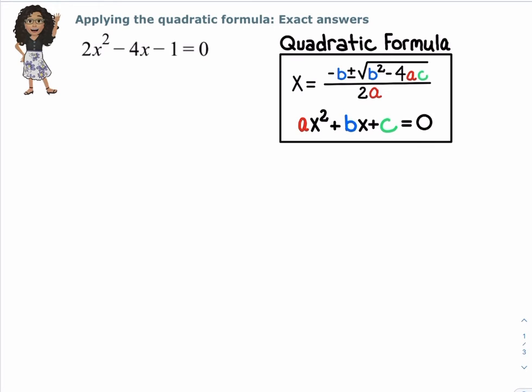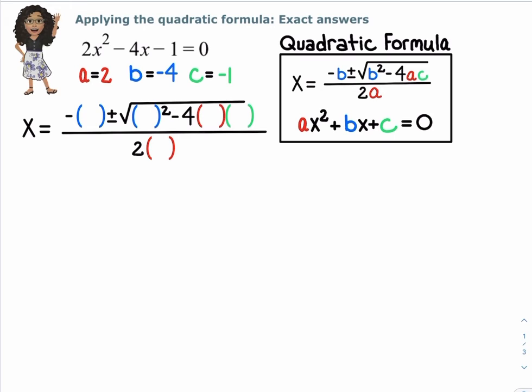To use the quadratic formula, you want to begin by making sure all of your terms are on one side equal to 0. These terms should be written in descending order. This will make it easy for you to identify the variables a, b, and c. In this example, the a is 2, and the b is -4, and the c is -1. These are the values you will substitute into the quadratic formula.